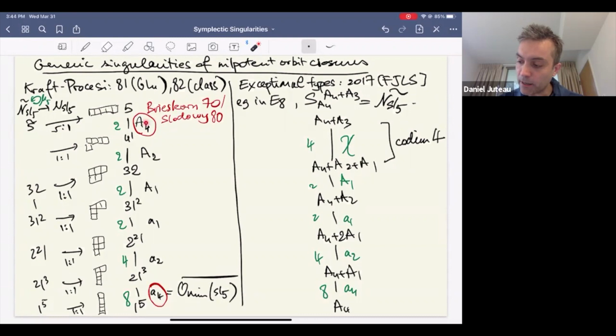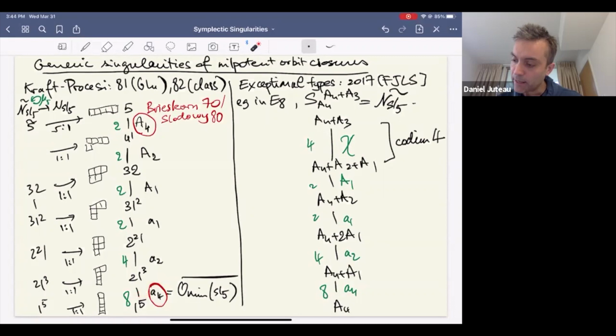And then I circled also the minimal nilpotent orbit. So you always have zero, and then for a simple Lie algebra, you always have a unique minimal nilpotent orbit, which comes right after zero. So this can be of high codimension. So I put in green the codimensions of the orbits.